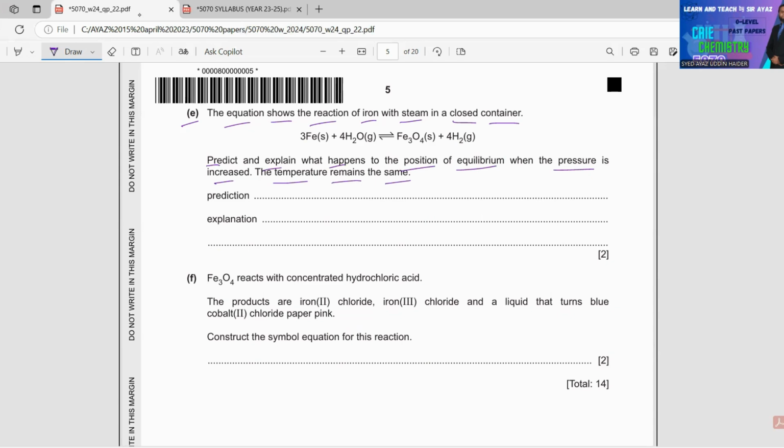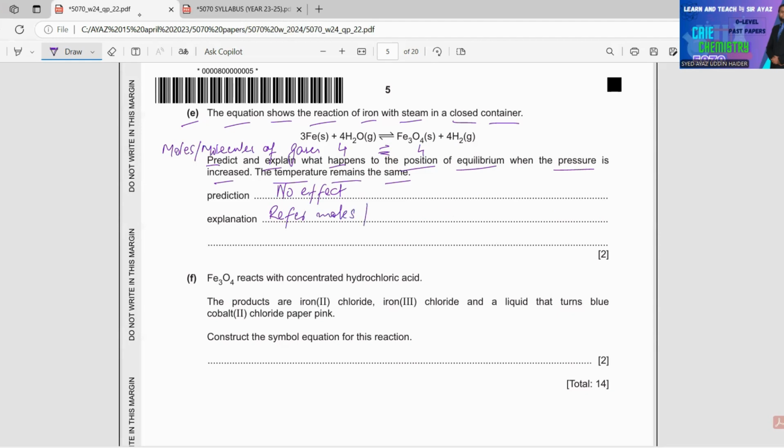So if you look at this equation, we have moles, molecules of gases. So on the reactant side, we have 4. But on the product side, again, we are having 4. So the prediction must be no effect. And for the explanation, refer moles or molecules of gases.